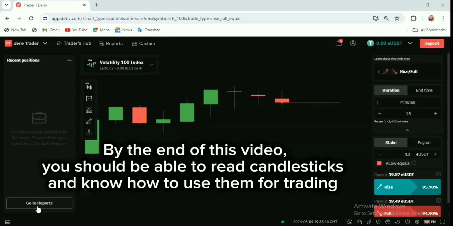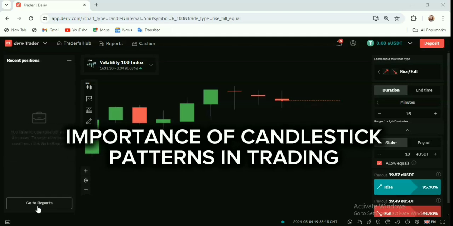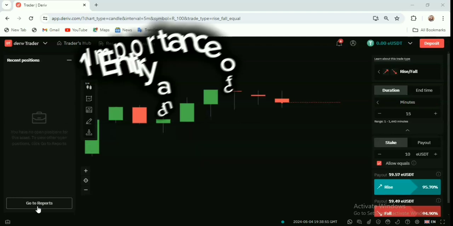But before we discuss the types of candlestick patterns, I want us to quickly look at the importance of candlestick patterns, so that you will know the usefulness of candlesticks and the reason why you need to understand candlestick patterns in trading, especially if you are a synthetic trader. It is a must. It is very necessary for you as a synthetic trader. Even if you're a forex trader, you need to know too. So let me explain the importance of candlesticks before we discuss the types of candlestick patterns.